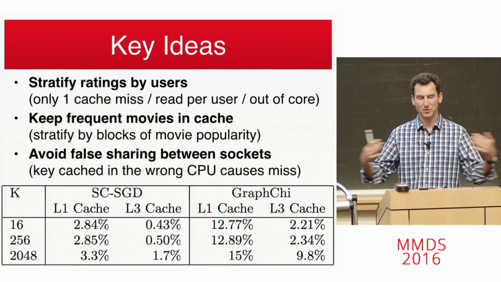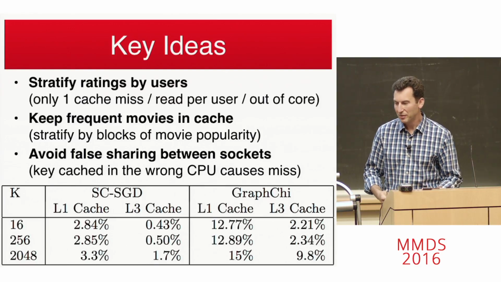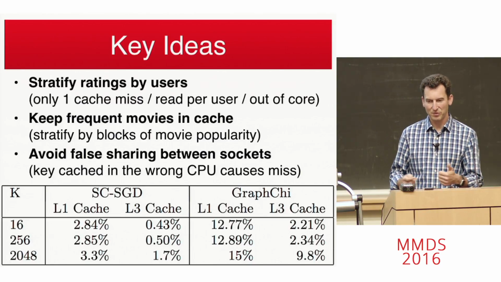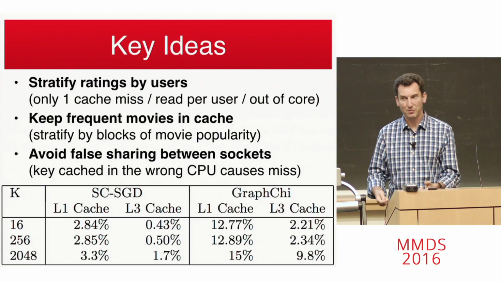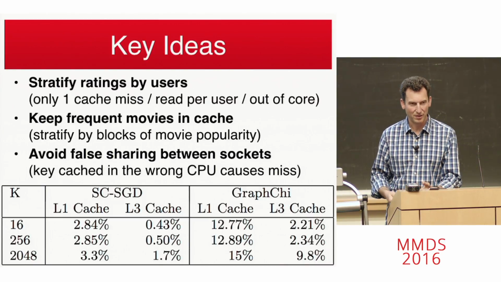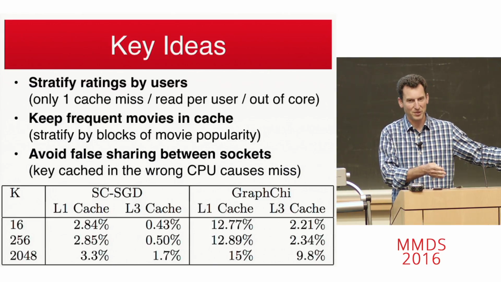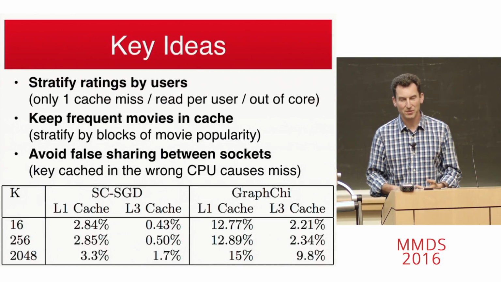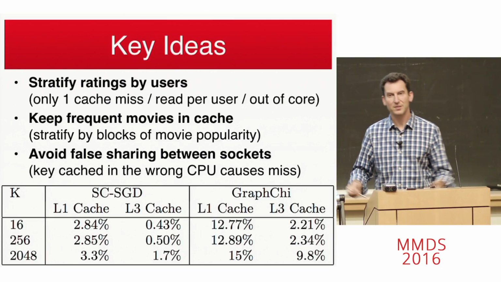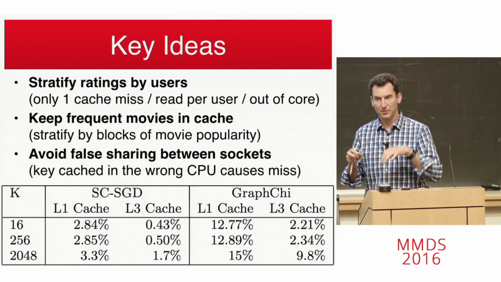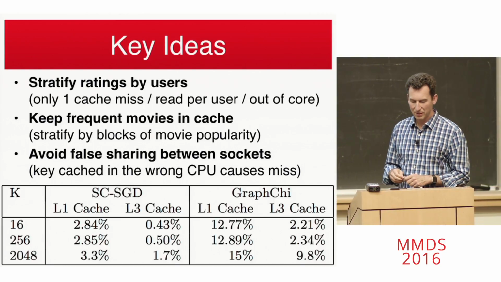So you stratify by users. This means you process one user at a time, and this means also that we don't get cache misses anymore for the users because we get all their recommendations at once. The second thing is you make sure that you keep the frequent movies in the cache, and you do that for instance by blocking all the common frequent movies together. And again, that's really easy to do because finding the most frequent movies doesn't mean that you have to go through the entire data set. The last thing is you ensure cache affinity such that different movies are used on different sockets. If you do all of that, then you get really nice cache performance.